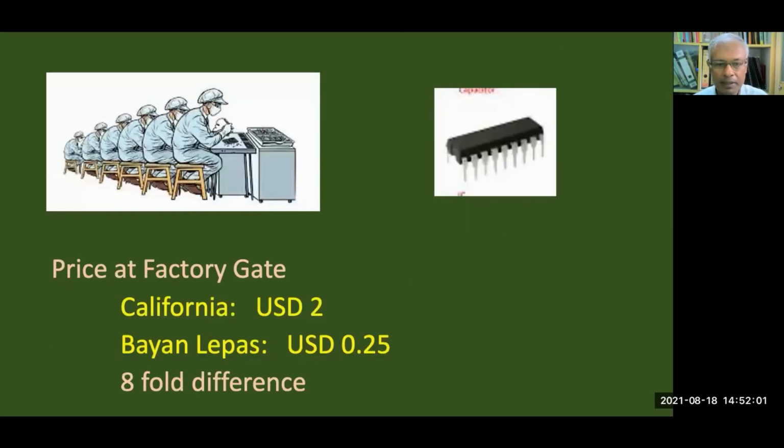in Malaysia. If you look at Malaysia, we have factories producing, these are people working in a factory and they're producing this component. Now this component sold at the factory gate in California would be USD $2. But when that same factory is outsourced to Malaysia, with the same kinds of machines, the same technology, exactly the same product being produced, that same component will be sold at the factory gate at 1/8 the price, at US 25 cents. There's an 8-fold difference.